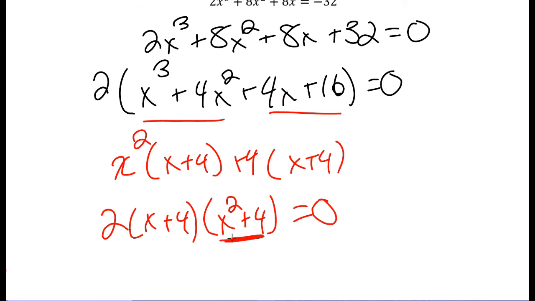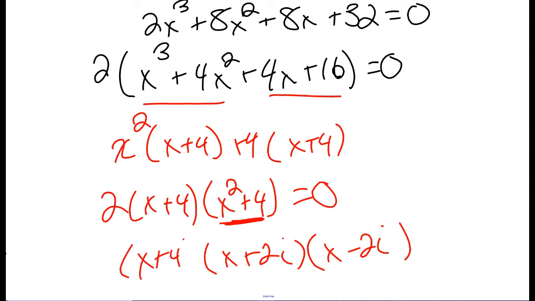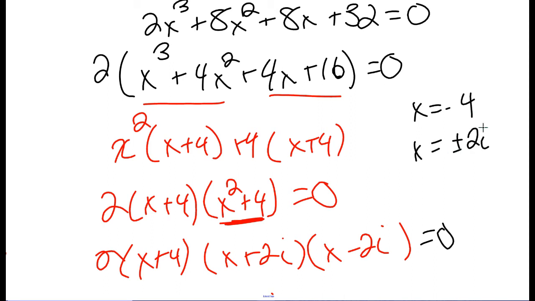This is perfect squares, but it's the sum of perfect squares. It's kind of like the difference of perfect squares, but I need a complex number there. I need that i there to make that positive happen and not a negative happen. So these are all my factors. Remember, we can factor the sum of perfect squares by using these complex numbers. So, using the zero product property, all my solutions are x equals -4, x equals -2i, and positive 2i. Those are my zeros.